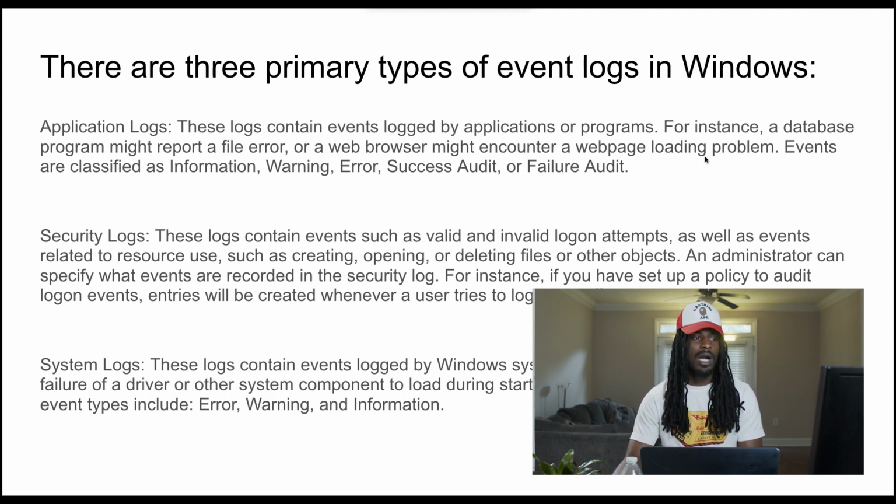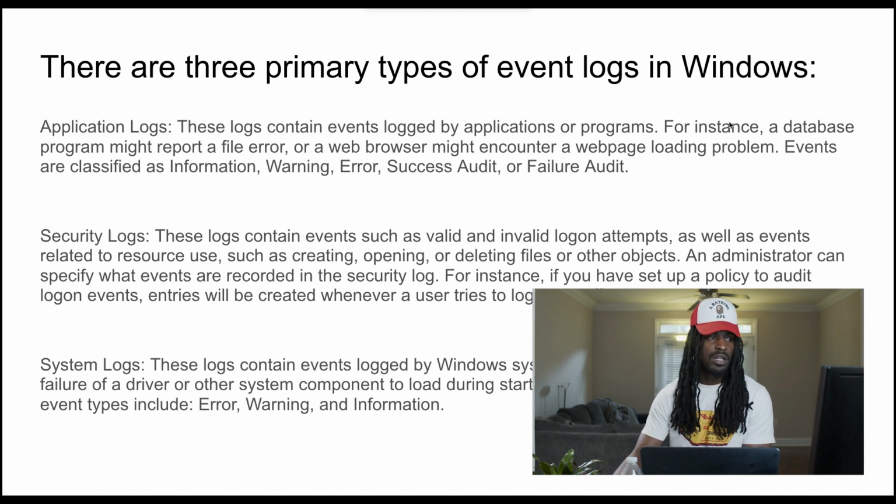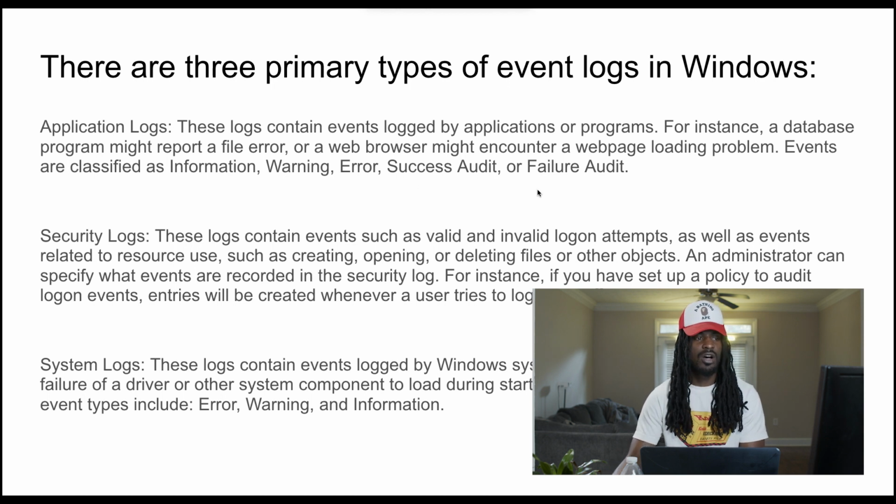There are three primary types of event logs in Windows. The applications logs. These logs contain event logs by applications or programs. For instance, a database program might report a file error, or a web browser might encounter a web page loading problem. Events are classified as information, warning, error, success audit, or failure audit.